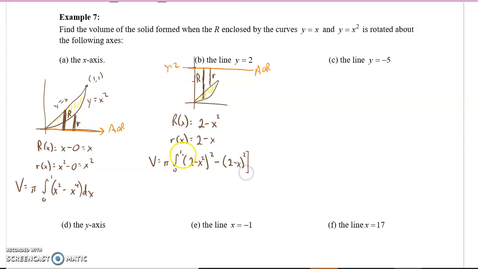So that, you can see, is going to be a more involved antiderivative because we've got to square these out, perhaps combine some like terms, but it's going to be a little bit more complicated than this one. But again, the setup is what I'm focusing on right now. Changing it up so that we've got this axis of revolution that's down below at y equals -5, same shape, right? y equals x squared, y equals x.